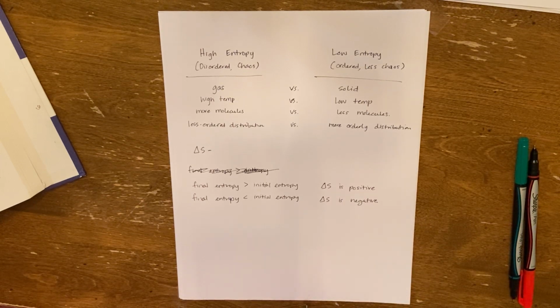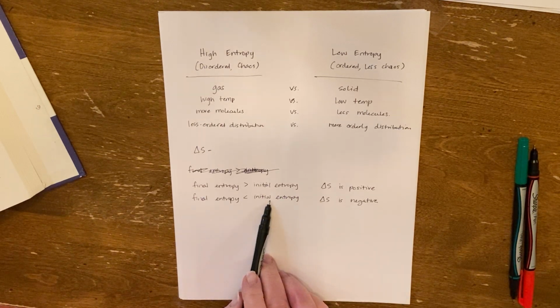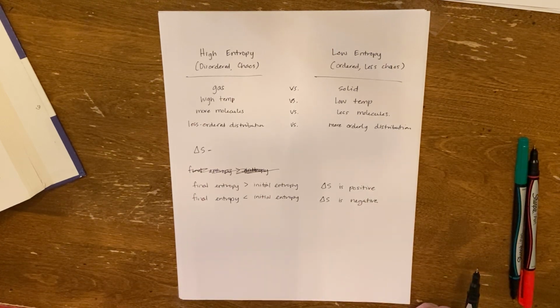Okay, now you may be saying, wait a minute, I thought you said that entropy can never go down. Well, if you remember, I said the entropy of the universe can never go down. Okay, so in a sample, the entropy can decrease, but in the universe, entropy cannot.